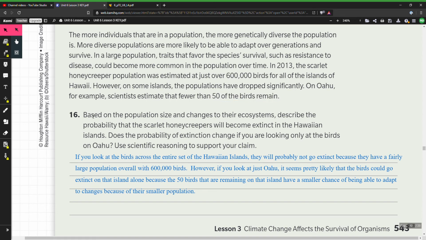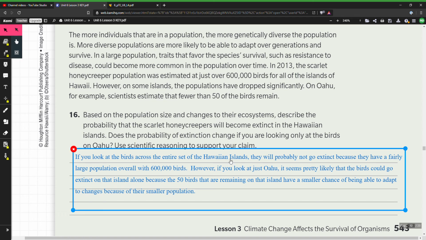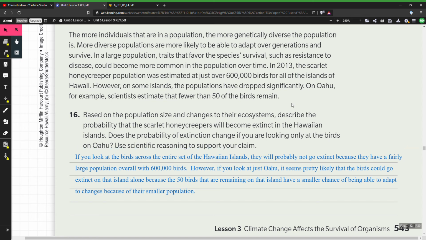And so this asks, based off of the population, what's the chance that they're going to become extinct on the Hawaiian Islands? And what I said is, overall, the chance is really small because there are 600,000 birds. That's a lot of birds. So they have a big population, and as climate change is occurring, those birds are going to be able to, birds reproduce fairly quickly, and there's lots of them.